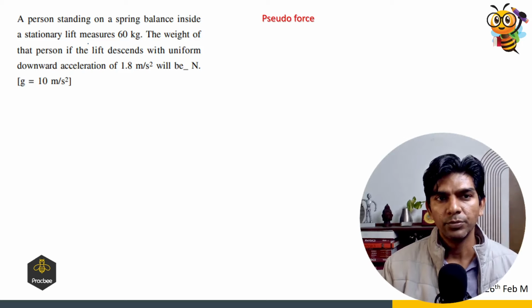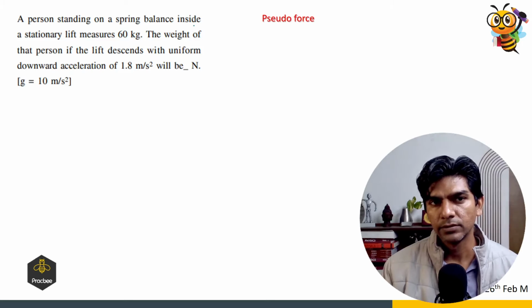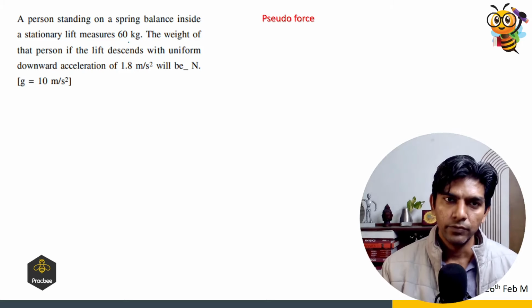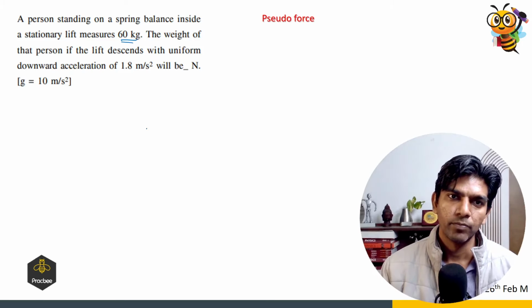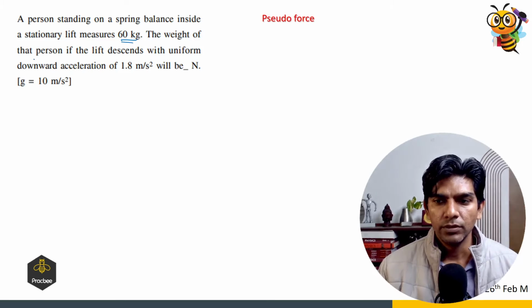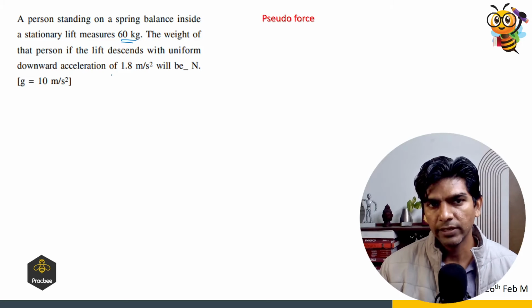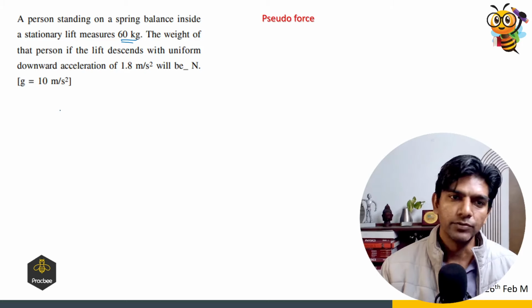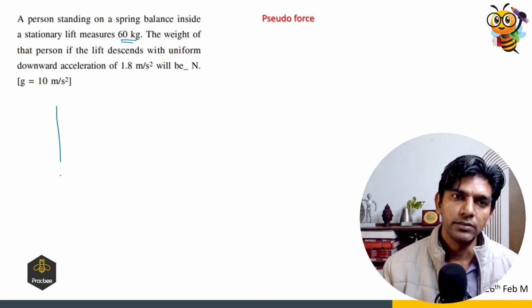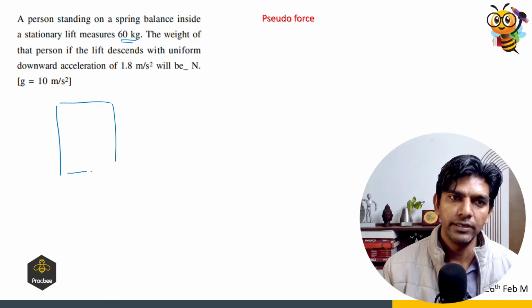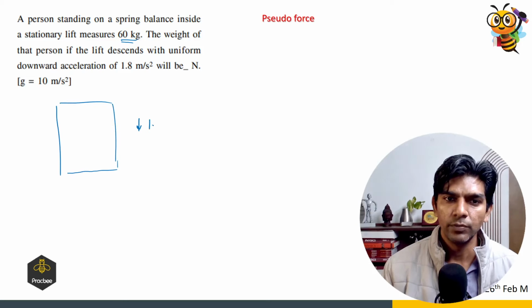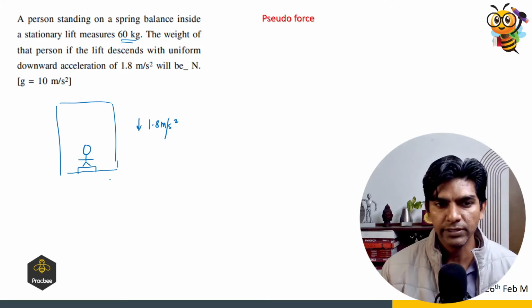Right, so let us see this question. A person standing on a spring balance inside a stationary lift measures 60 kilograms. The weight of that person, if the lift descends with a uniform downward acceleration of 1.8 meters per second square, will be. So we have to find the answer in Newton. So there is a lift which is descending with an acceleration of 1.8 meters per second square. So there is a person, let us say it is standing on a weighing scale.